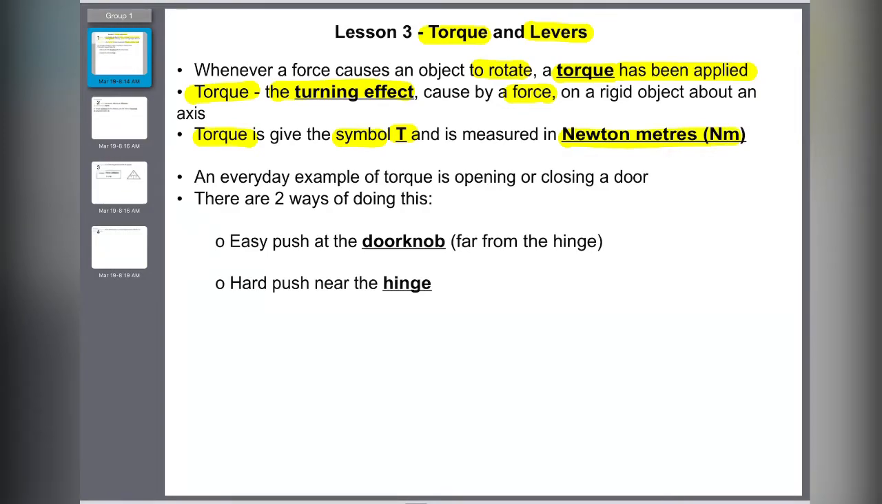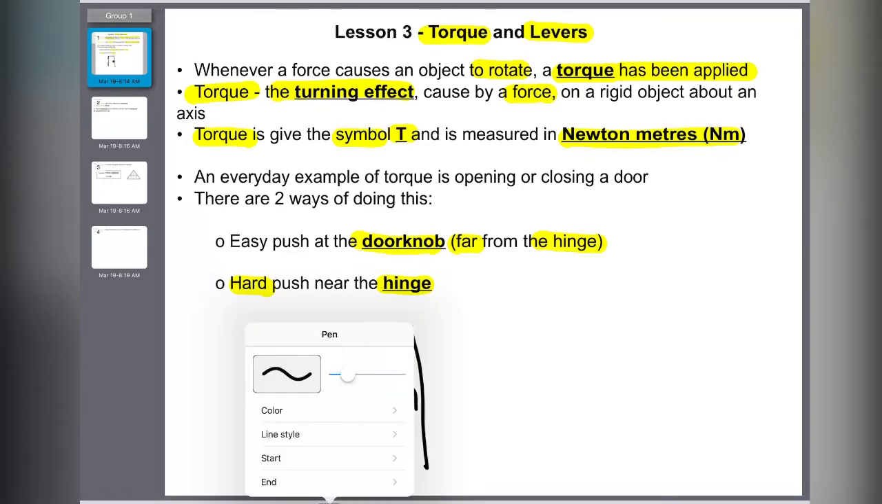Everyday examples of torque are, say, opening and closing a door. There are two ways of doing that. An easy way is to push at the doorknob, which is very far from the hinge. And it's a lot harder if you try to push from the hinge. I don't know if you can imagine what I'm saying. So if this is a door, and imagine the door has an automatic shutting device, this is the door handle, and this is the hinge. The way we open it, we usually put our hand right here.